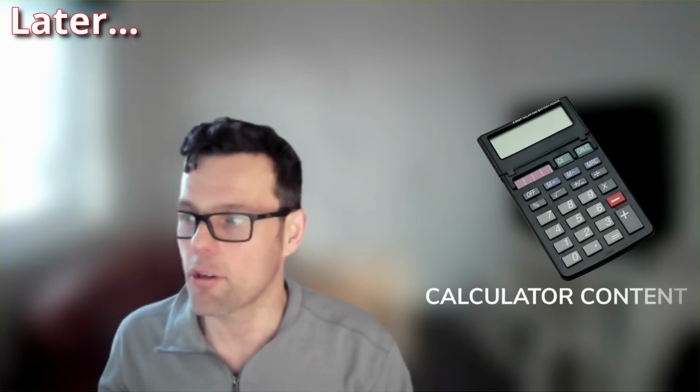The challenge for users is figuring out what search terms to use. For me, I call it calculator content, where you take content that's already written and modify it slightly to make it how you want it. Like you add a calculator to it, right?